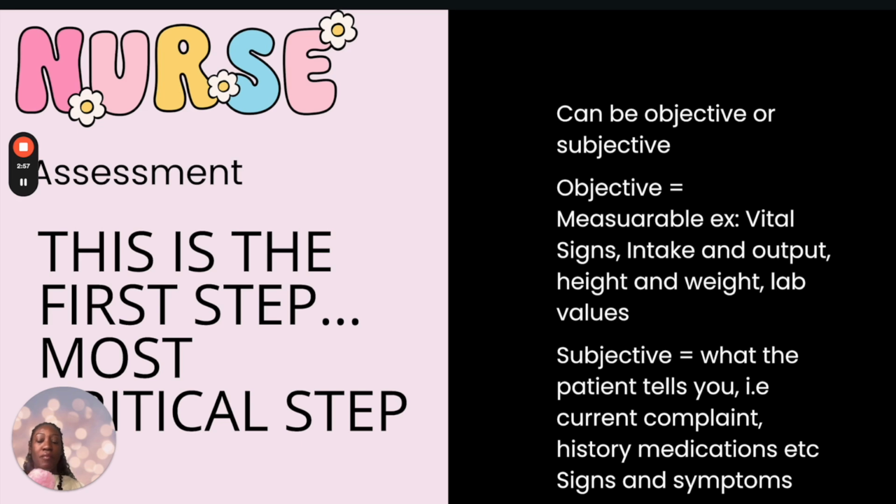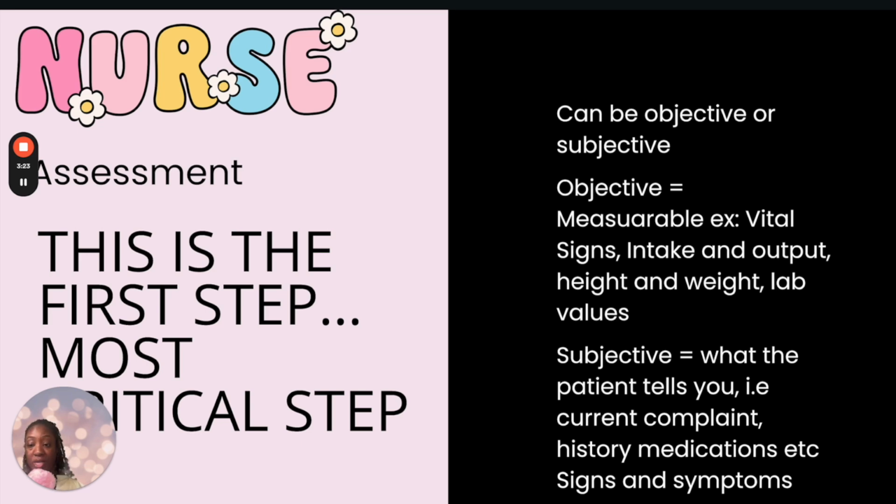So your assessment, it can be objective or subjective. So objective, I like to think as it's measurable. This is data, like concrete data that you can get from this patient, like vital signs, intake and output, height and weight, lab values. Those are measurable. So that's something you can get.